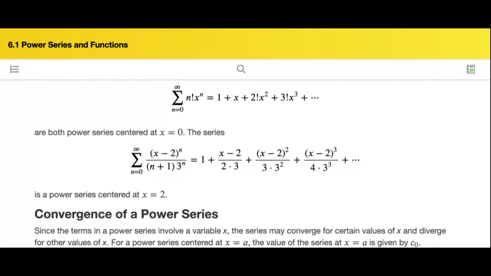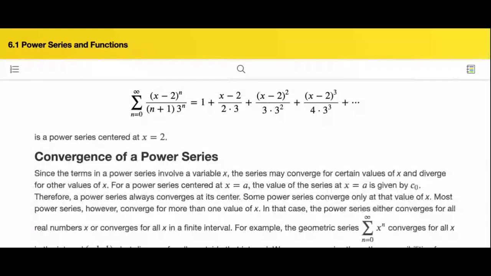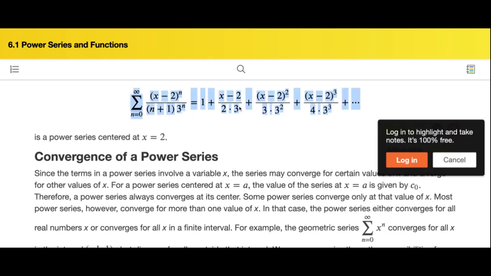Okay, convergence of a power series. Since the terms in the power series involve a variable x, the series may converge for certain values of x and diverge for other values of x. For a power series centered at x equals a, the value of the series at x equals a is given by C0, of course. Because if x equals a, think about this example: if x equals 2, 2 minus 2 becomes 0, so all the terms involving x minus 2 become 0. So I'm left with the first term, C0, which in this case is just 1.